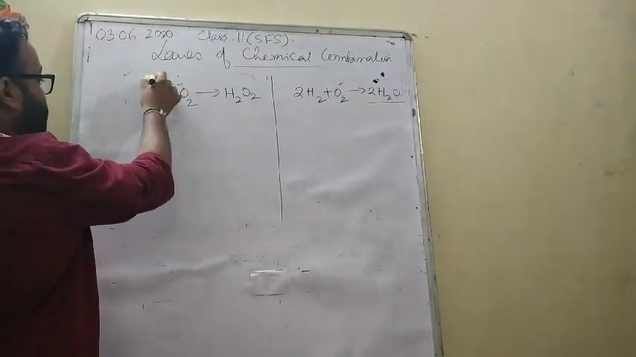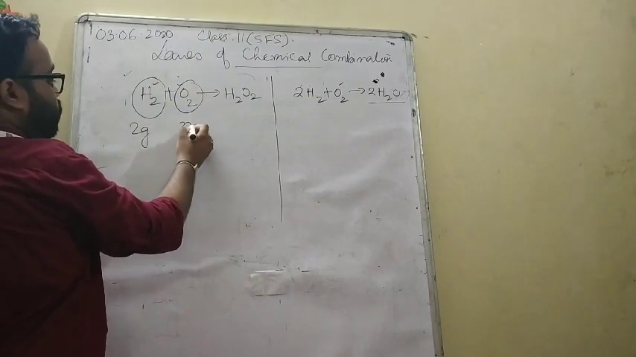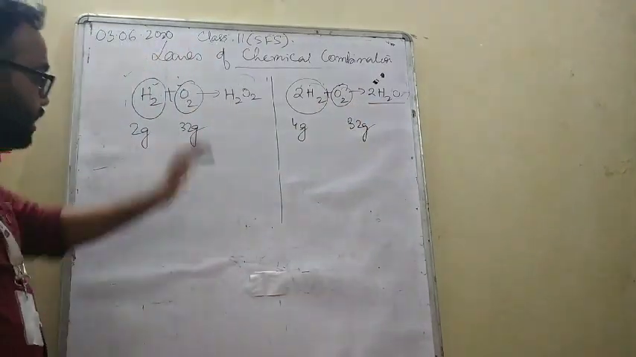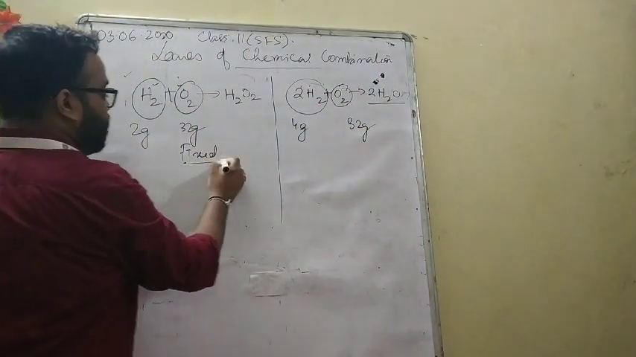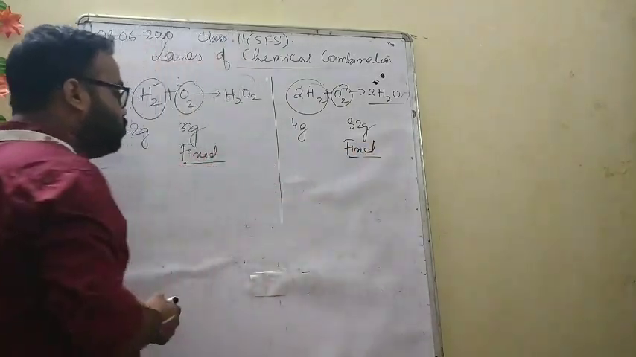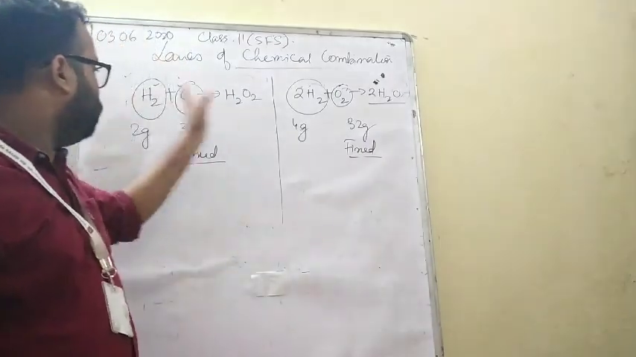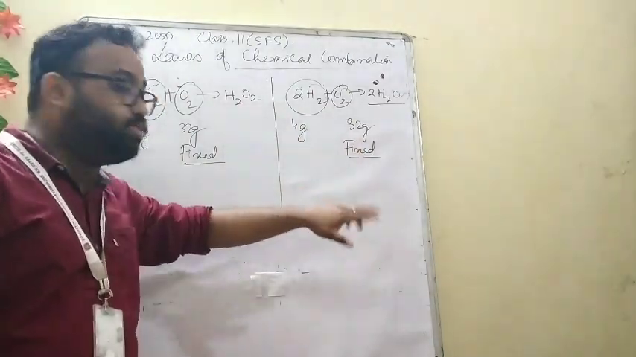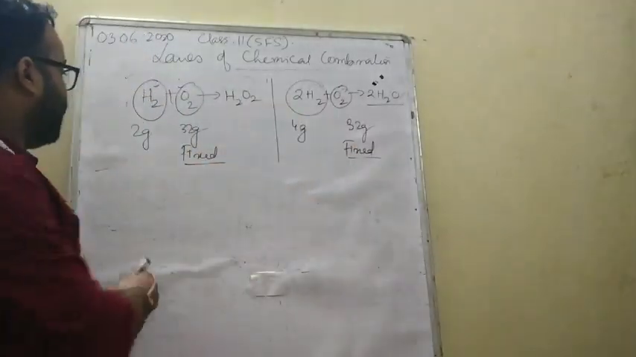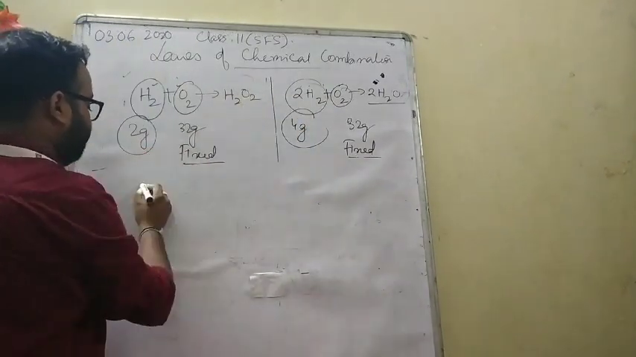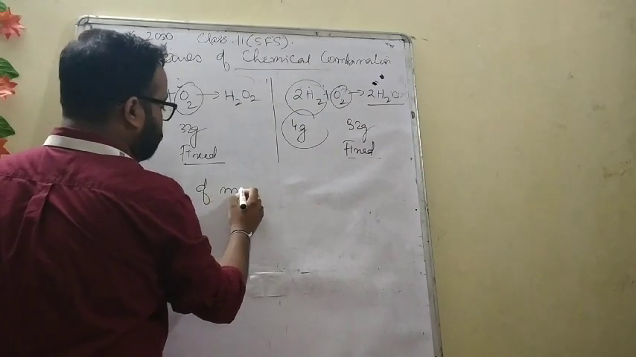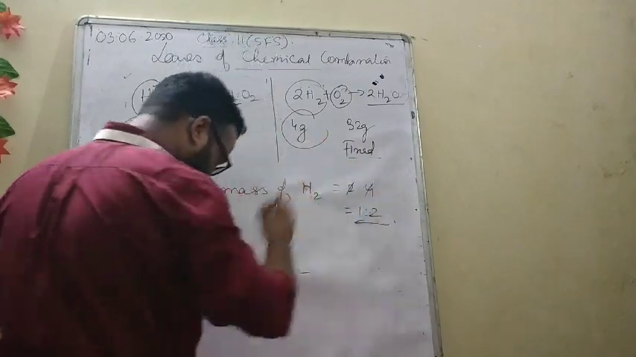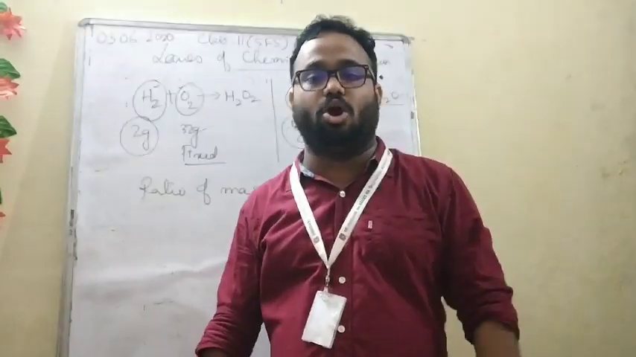Now, whose mass is fixed? Here it is 2 gram, here it is 32 gram, here it is 4 gram, and here it is 32 gram. In this case, oxygen's mass is fixed. So when two or more elements combine to form more than one compound, then the fixed mass of one component combines with another component in whole number ratio. Now you see, what is the ratio? Here it is 2, here it is 4 of hydrogen. So the ratio of the mass of hydrogen in both the cases is 2 is to 4, that is 1 is to 2.